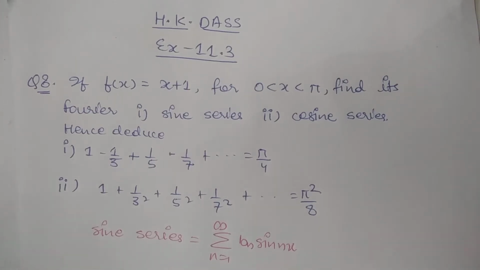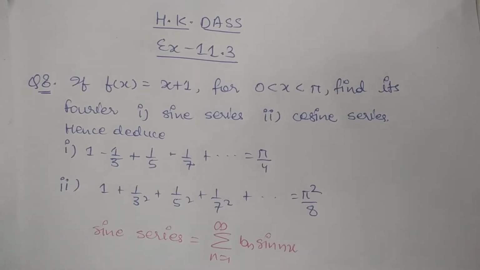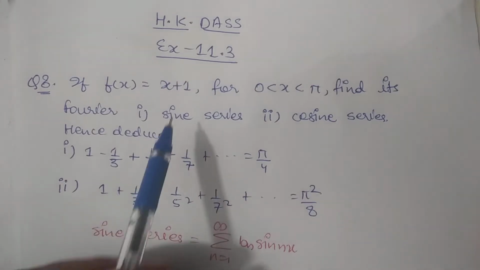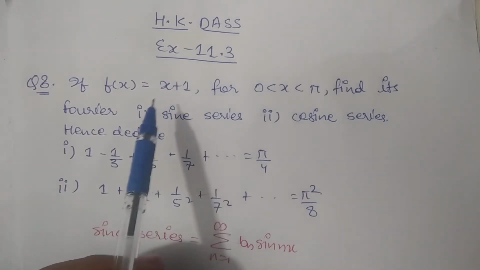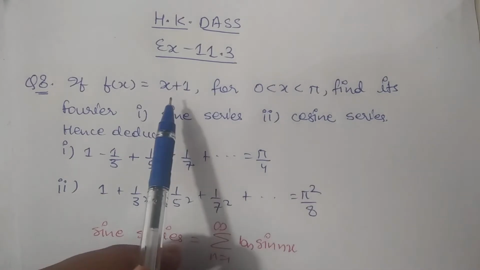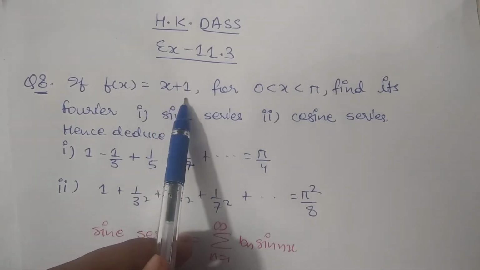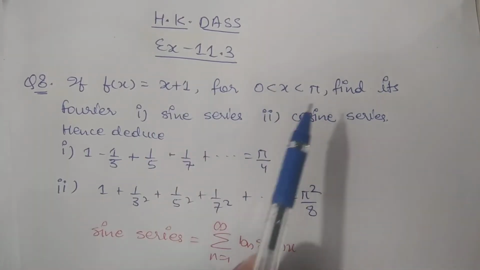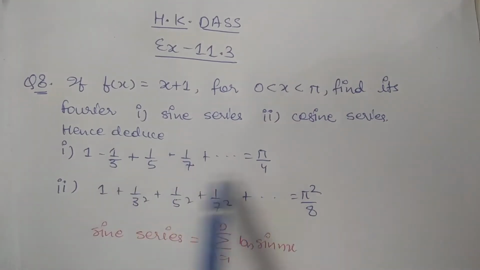So we are solving Mathematical Physics written by H.K. Das, and today we are going to solve question number 8 of exercise 11.3, that is of Fourier series. In this question we have to find the Fourier series representation, or sine series and cosine series, for the function x plus 1 in the range 0 to pi, and finally we have to deduce these relations.